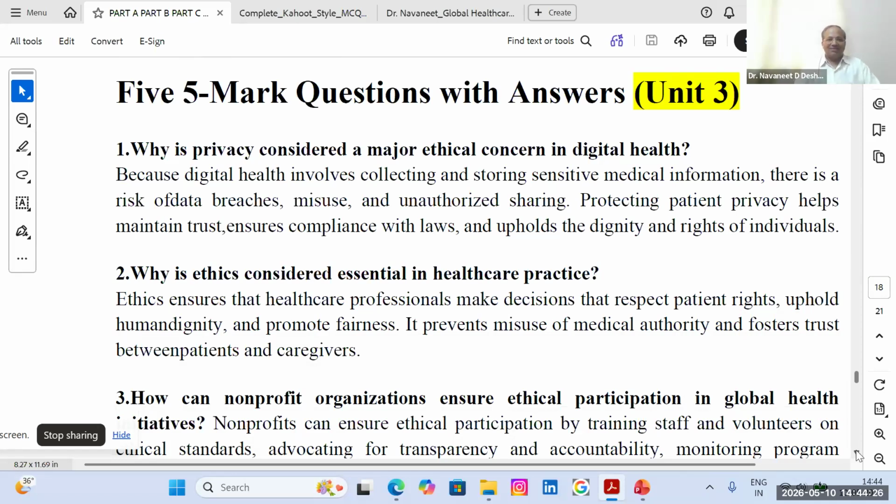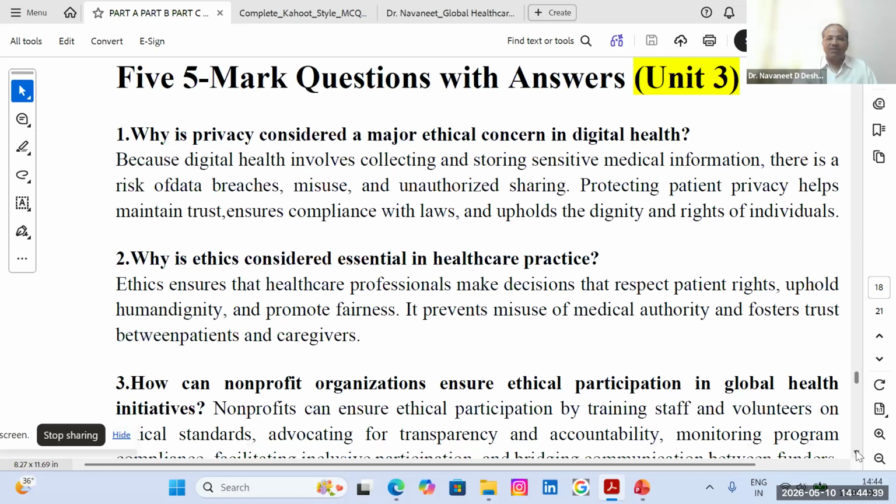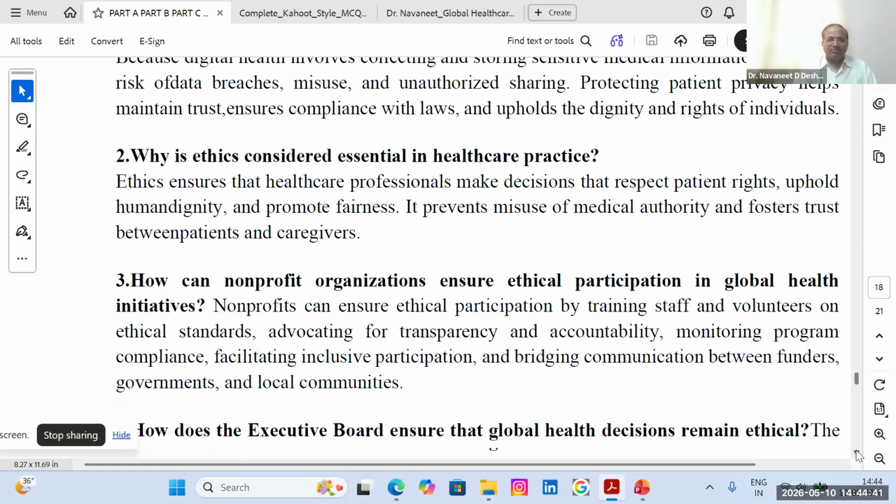Second question, why is ethics considered essential in healthcare practice? Ethics ensures that healthcare professionals make decisions that respect patient rights, uphold human dignity, and promote fairness. It prevents misuse of medical authority and fosters trust between patients and caregivers.